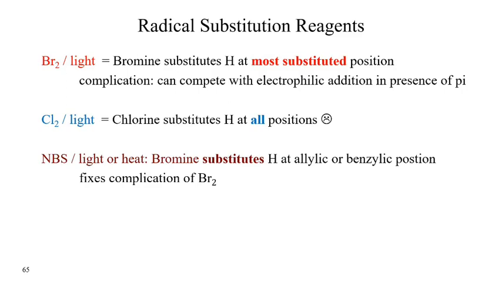And then you get NBS and light. NBS is going to do a bromine substitution at the allylic or benzylic position, which is just to limit the access to the electrophilic addition, which is going to set us up for our very next video, as I lose my voice, which is going to be looking at our radical addition reactions.